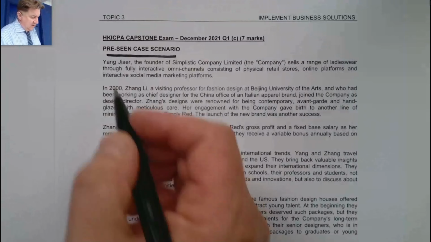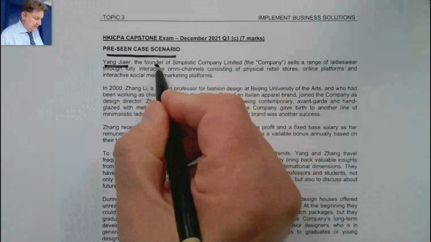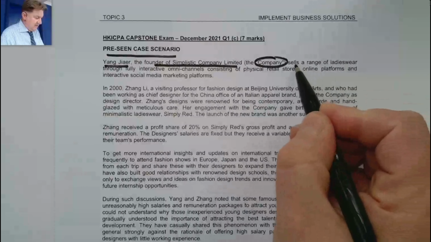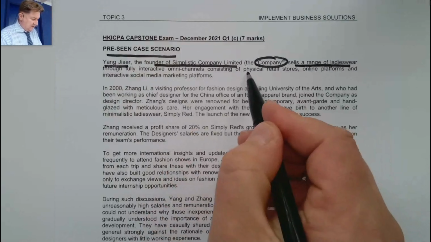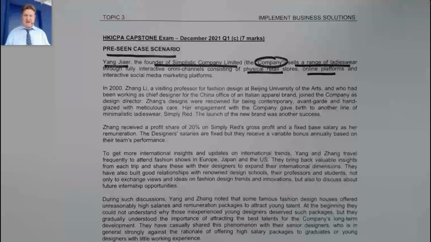We've got this guy called Yang Jair. He's the founder of a company called Simplistic Company. We can refer to them as the company, and they sell a range of ladies' wear through lots of different channels, not only physical stores, but online as well, using media marketing platforms. Fine, okay, that's our scenario. Let's now look at our written question.